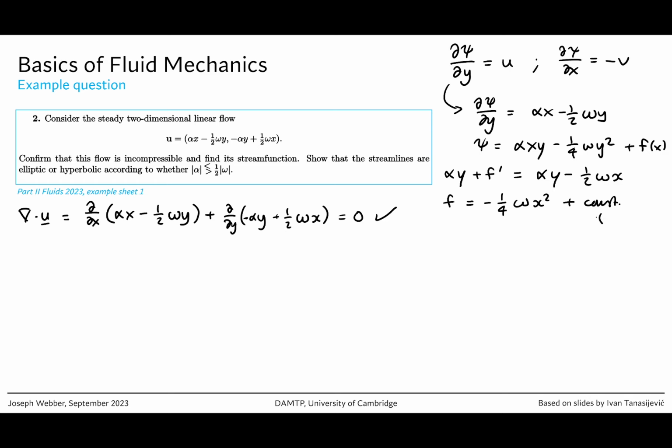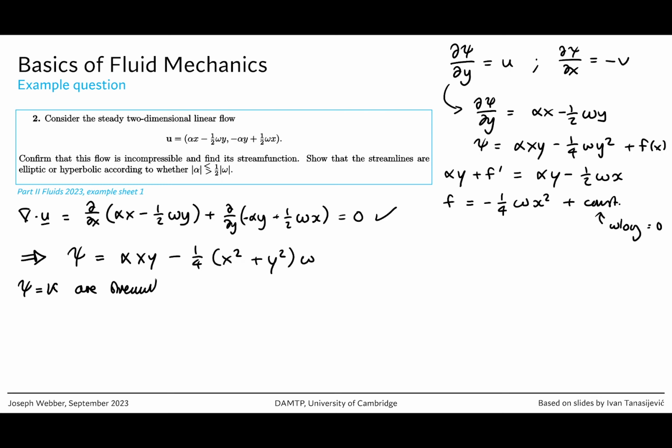So we'll just take that constant to be 0, and that implies then that the stream function for this problem is psi equals alpha xy minus 1/4 omega times x squared plus y squared. Lovely. Also, there's an omega there as well. Now remember, streamlines are lines psi equals constant, so psi equals k are streamlines. Let's see whether we can find conditions on these streamlines to be elliptic or hyperbolic.